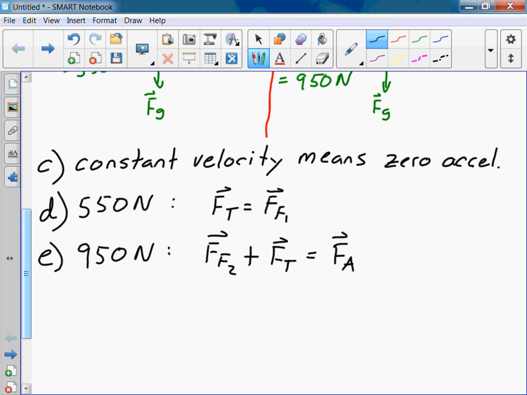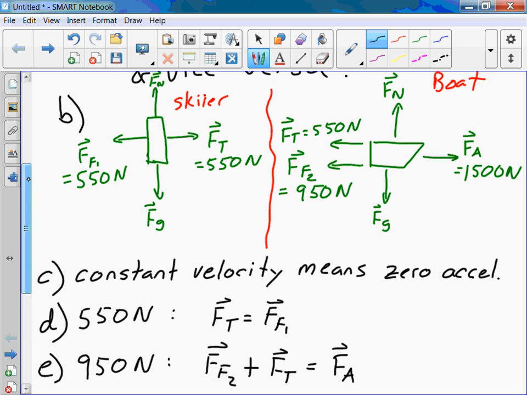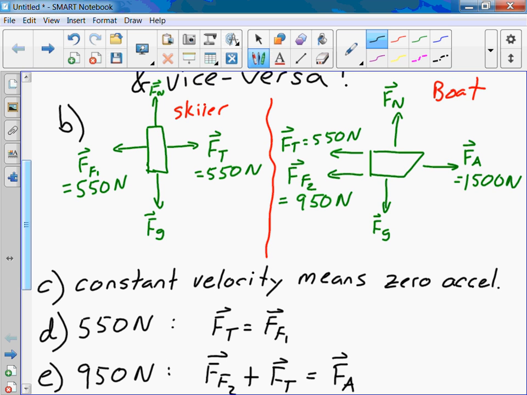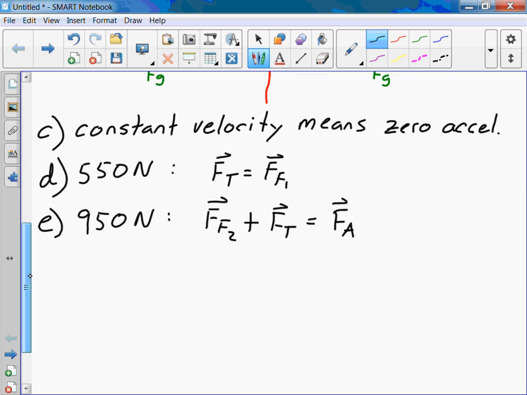Sorry, why was the tension equal to the friction again? For the skier? Because it's moving. The skier is moving at a constant velocity along the boat. That's right. That force has to be 0. Now, if I'm being really thorough here, I should put negatives on these, just because this is moving to the left and this one's moving to the right.